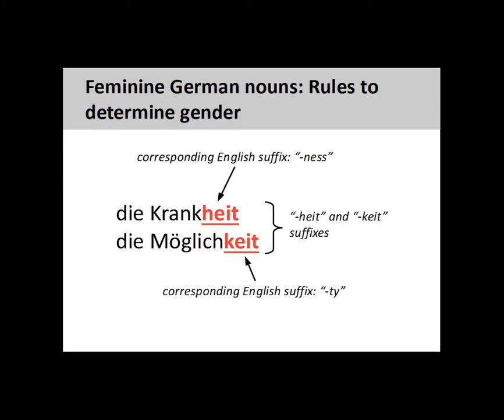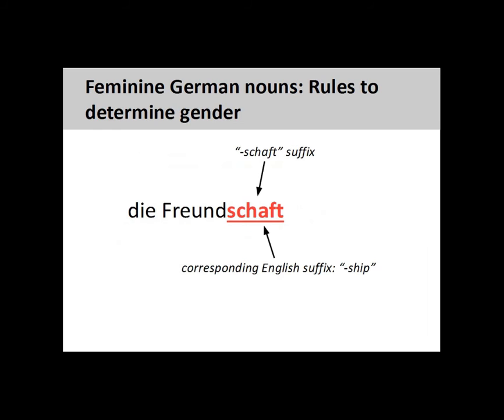Nouns ending in -heit or -keit, such as Krankheit, sickness, and Möglichkeit, possibility, are always feminine. These endings usually have a corresponding English suffix, such as -ness and -ty. Nouns ending in -schaft, such as Freundschaft, friendship, are always feminine. These endings usually have a corresponding English suffix, such as -ship.